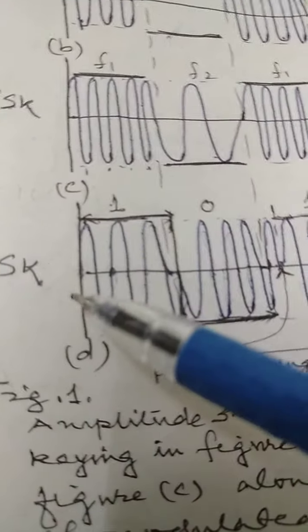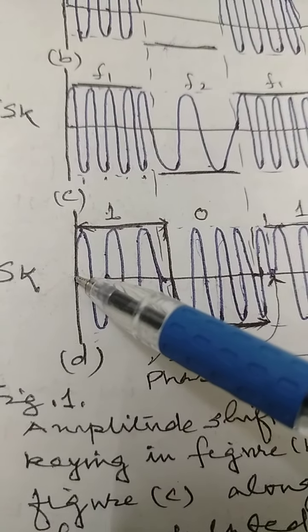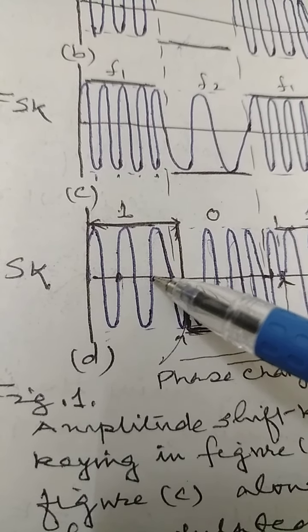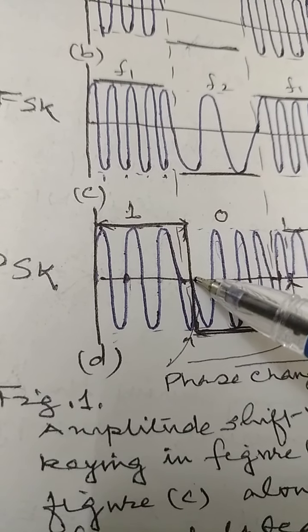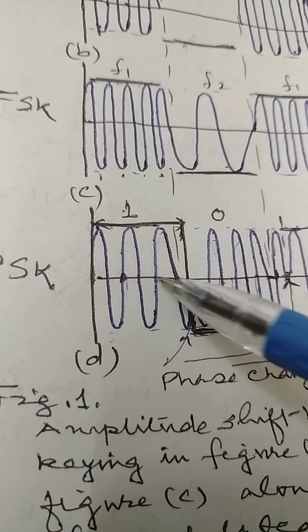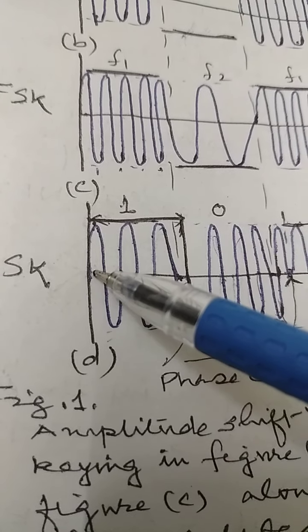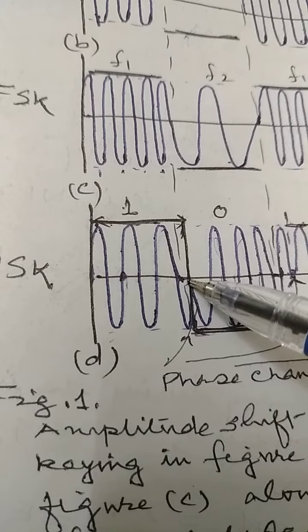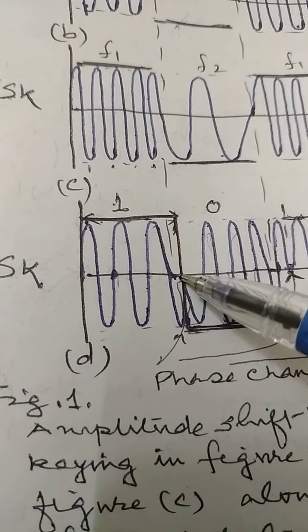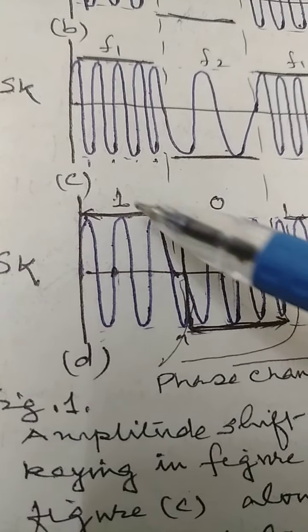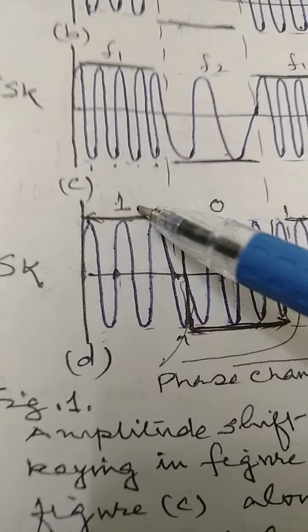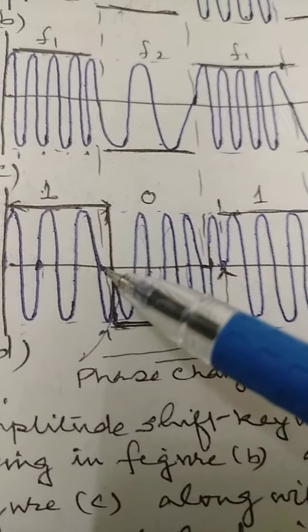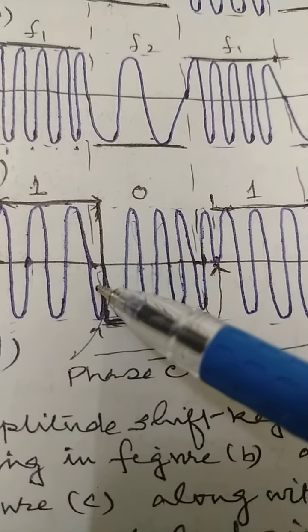Here, if you see that sine wave we have taken, and here we have considered 1 cycle, 2 cycle, 3 cycles. It is starting from 0 and ending at 0. So 3 cycles have been taken to represent logic 1. Complete 3 cycles we have taken, starting at 0 degree and ending at 360 degree or 0 degree.